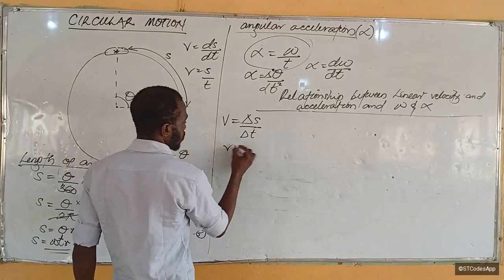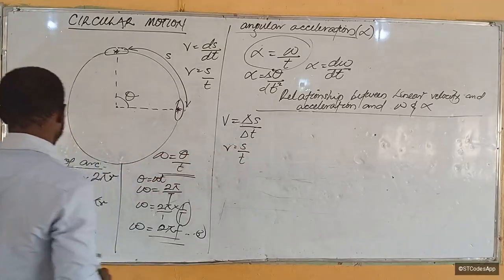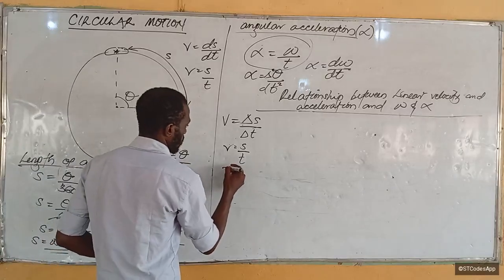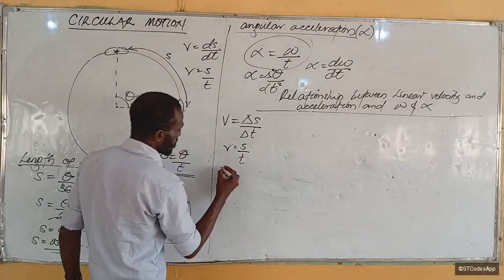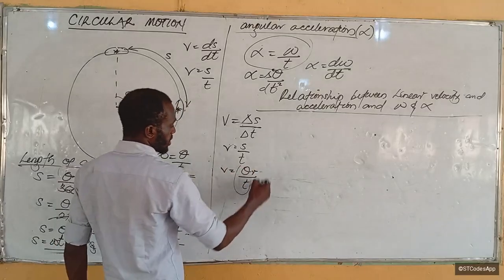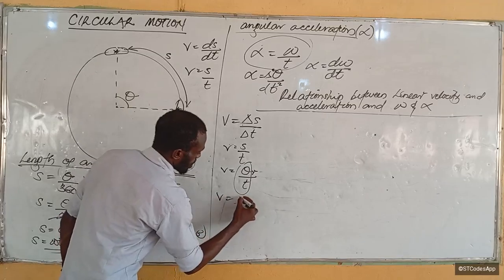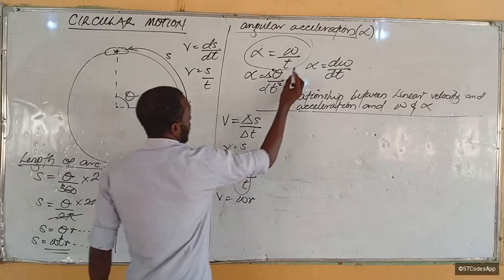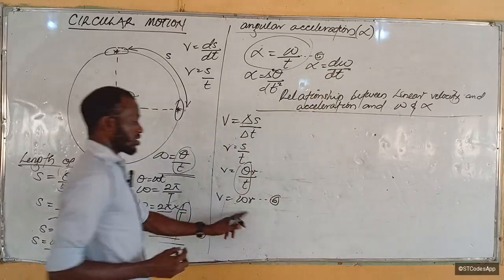So I can write it as v equal to s over t, like you rightly know. So if v is equal to s over t and s is theta r, recall that from equation 3, that s is theta r, so v is equal to theta r over t. But of course, look at this, theta over t, that is omega. So v can be said to be omega r. Okay, if this is equation 5, let's call this equation 5, this will be equation 6. So can you see the relationship between them?